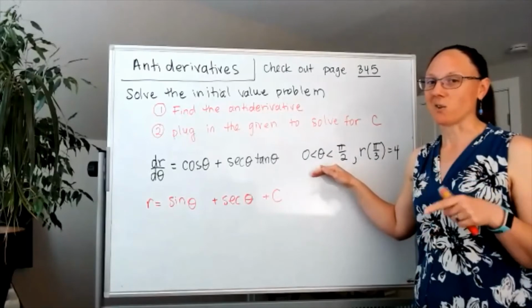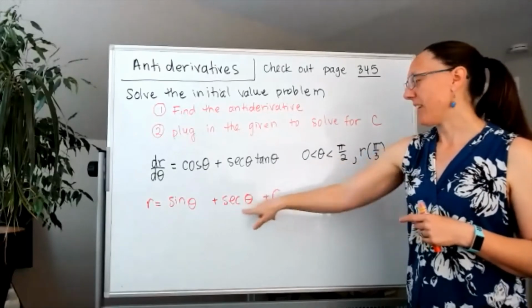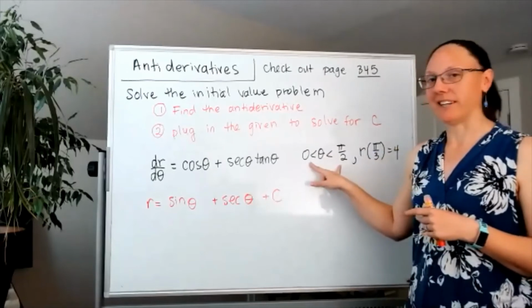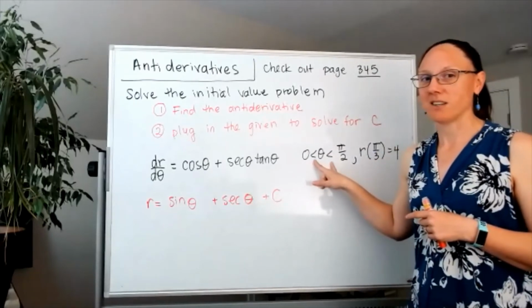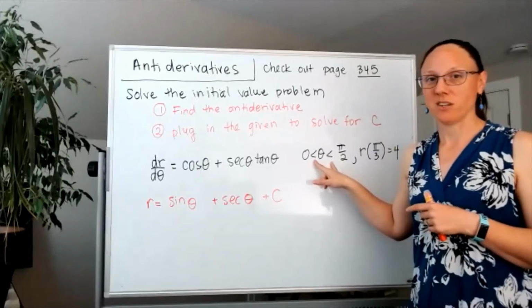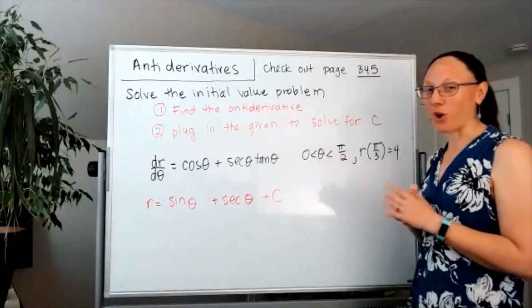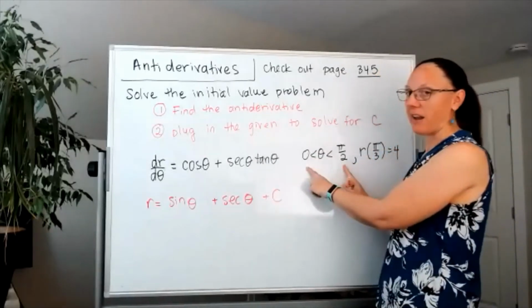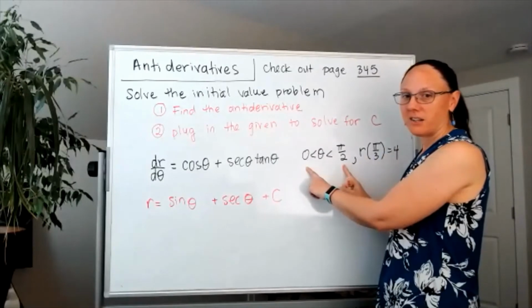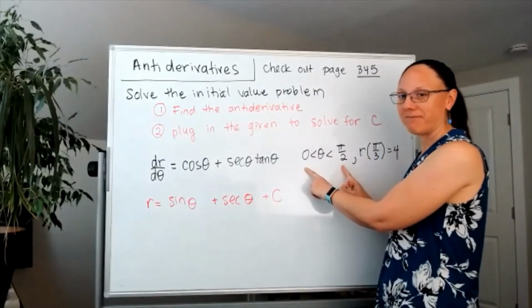There's also something else subtle here, which is secant theta is not defined at one of these endpoints. But the good news is these are not "or equal to"s, so it's okay. Now, does anyone know which of these endpoints secant theta would not be defined at? You can type it in the chat. 0 or pi over 2?